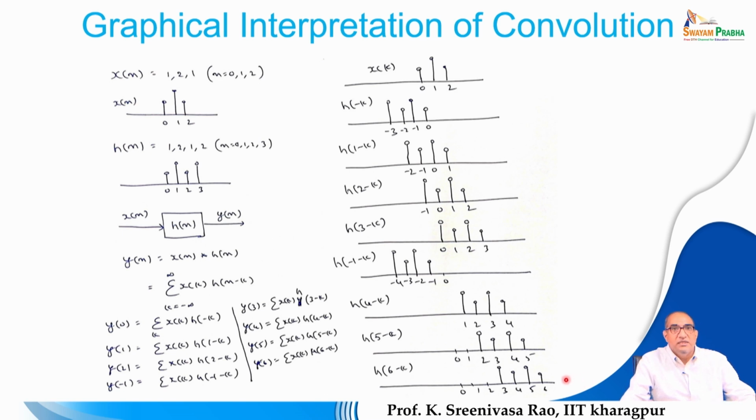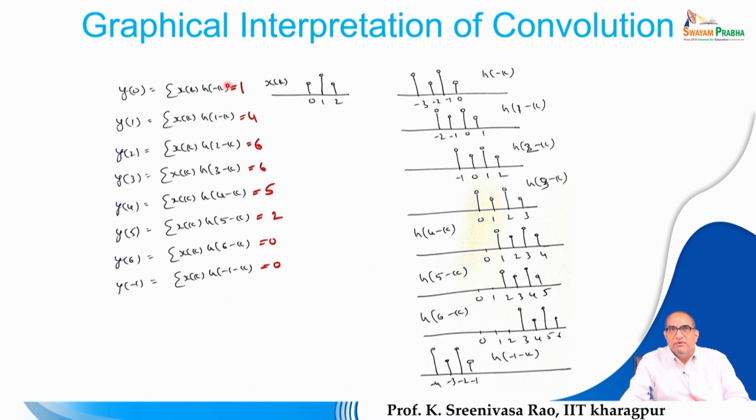If you look at the sequence we discussed here, y of 0 will become 1. You can see this is h of minus k, and x of k is on top, and you can see the corresponding overlaps between them. You can see that y of 1 happens to be 4 and y of 2 happens to be 6, then y of 3, y of 4, y of 5, and from y6 onwards towards the positive side there will not be any overlap. So it results to be 0, y6, y7 and so on. Similarly, for y minus 1, y minus 2 and so on there is no overlap at all, so that results to be 0. This way we can view the convolution in a graphical way.